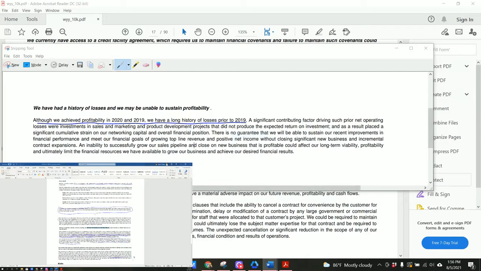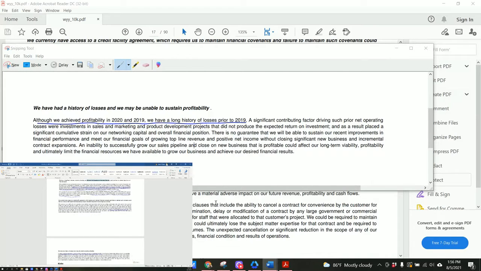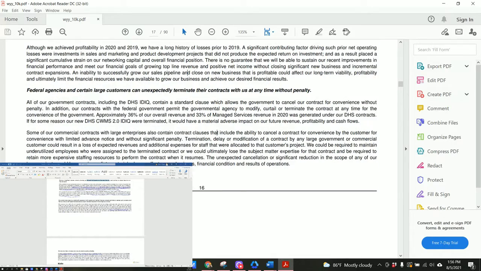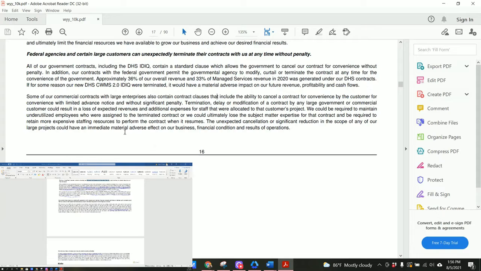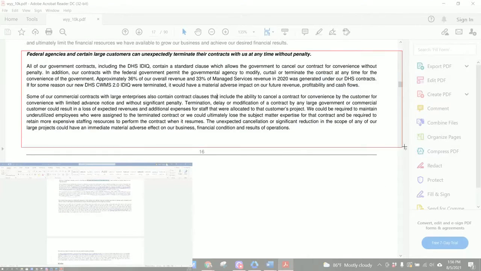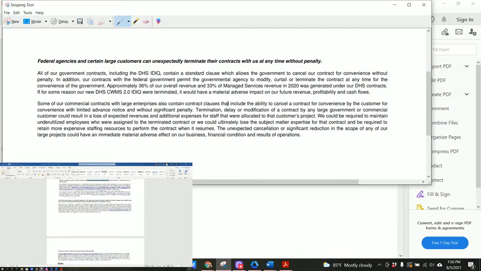Okay. Again, there's the contract down here, the IDIQ DHS contract. Okay, again, I know this part about the penalty, or without penalty, in canceling contracts. If you do not, add that. This is what's interesting down here.